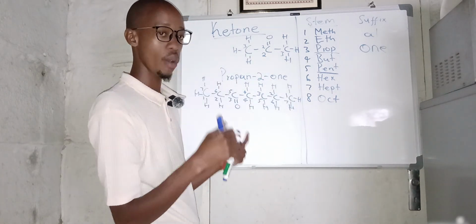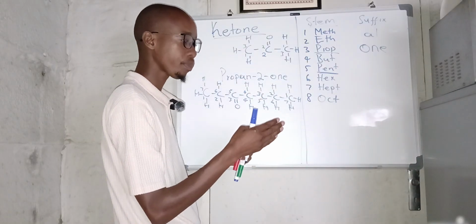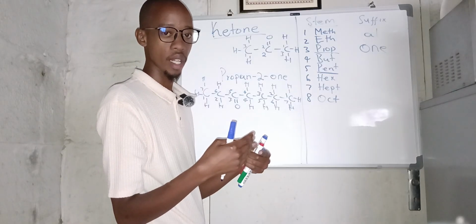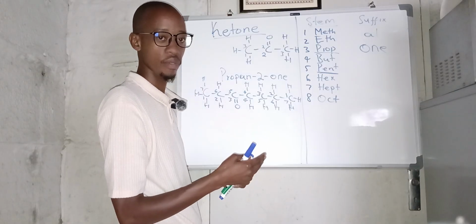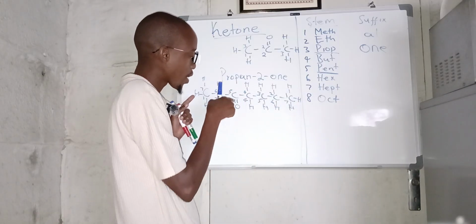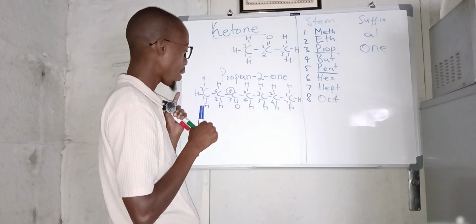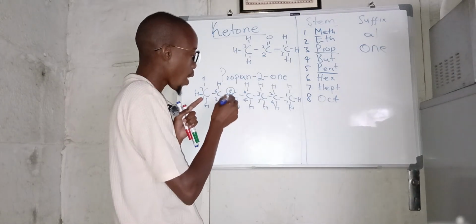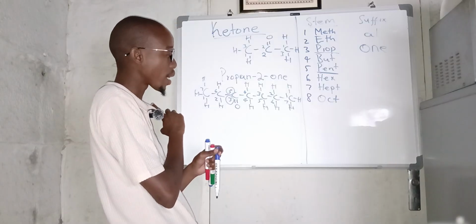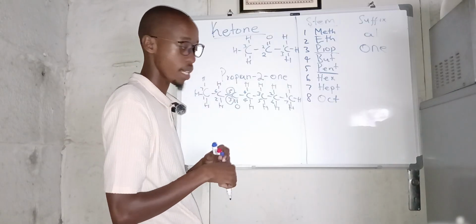Still the same. However, the reason I wanted us to count from both sides is to check which starting position gives the functional group the smallest possible value. From right to left, the functional group is on carbon number 5. But from left to right, the functional group is on carbon number 3, which simply means we're going to take the smaller one between 3 and 5, which is 3.